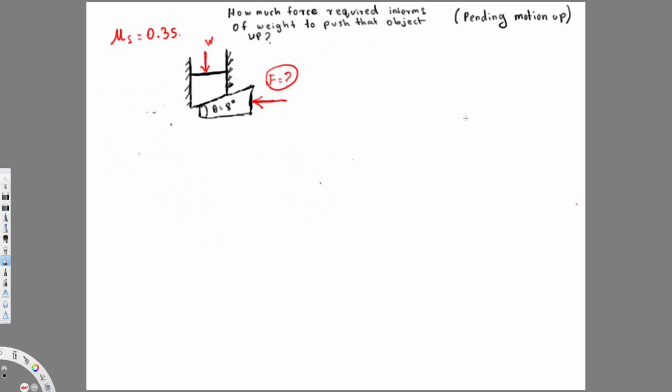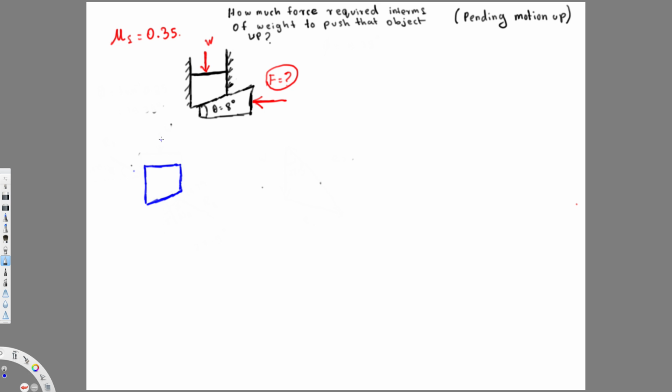So first of all, we separate one part. I take the top part first and draw a free body diagram. Let's say I use a different color. Here we go. So we have this one right here, and let's put all the forces.